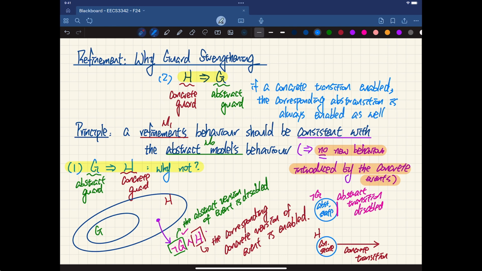That tells us we don't really have this kind of situation. If this is already enabled, it's guaranteed that one is also enabled, right? That's why when we flip the order of these two operands, it's going to mean different things. Okay. So this one tells you no new behavior by the refinements. All right. That's the second one.